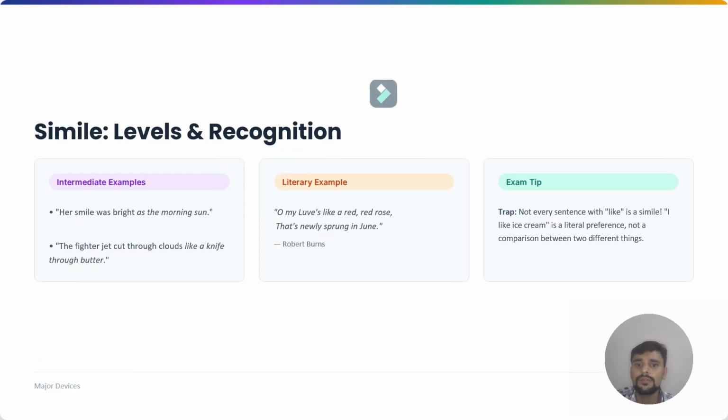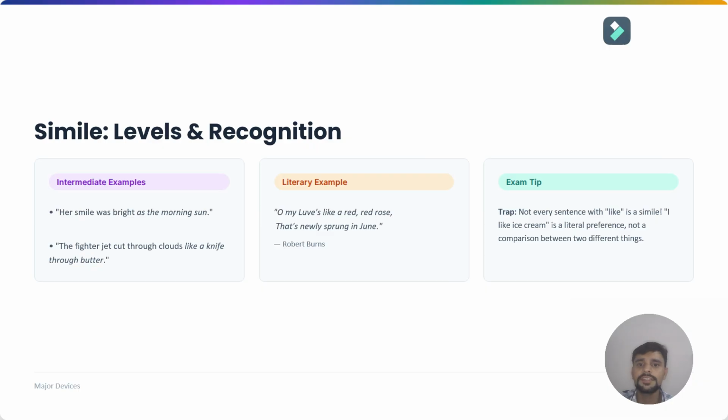We also have the famous line from Robert Burns, "My love's like a red, red rose." Again, the beloved is compared to a rose. The point is not that the person is literally a flower. The rose may suggest beauty, freshness, delicacy, or love.